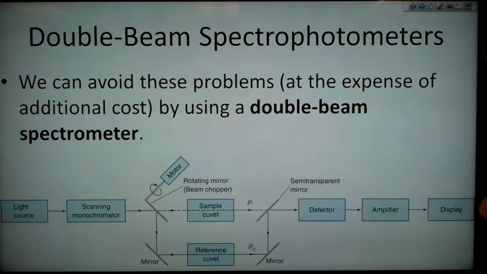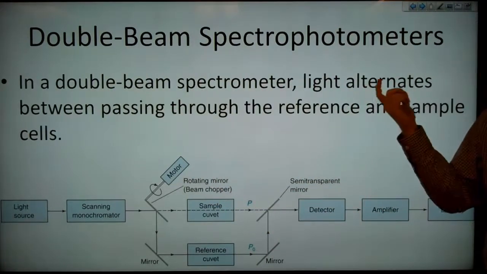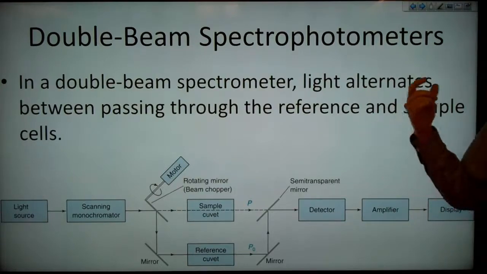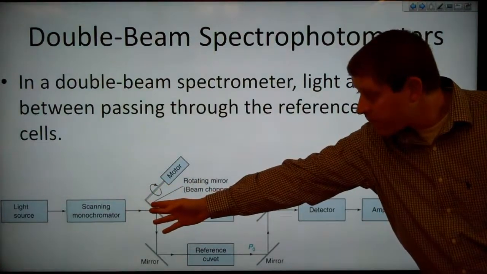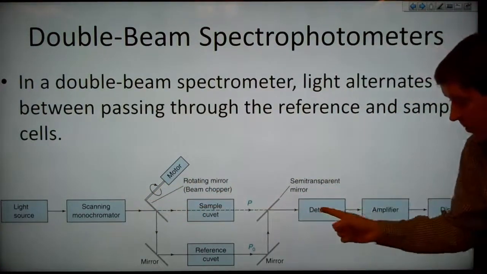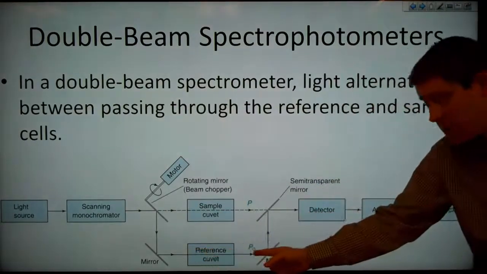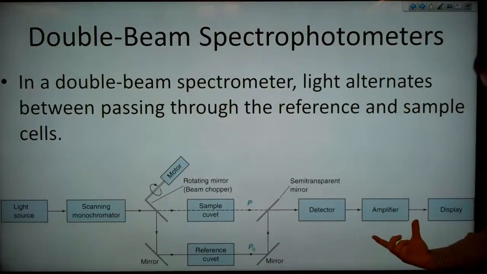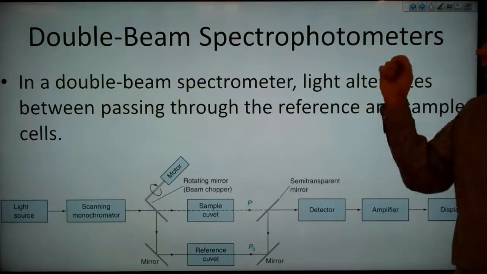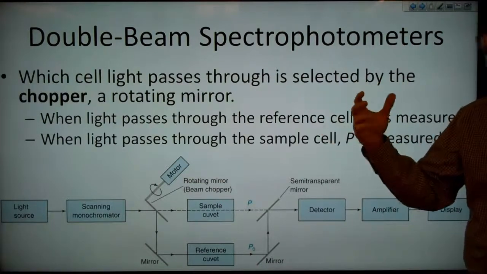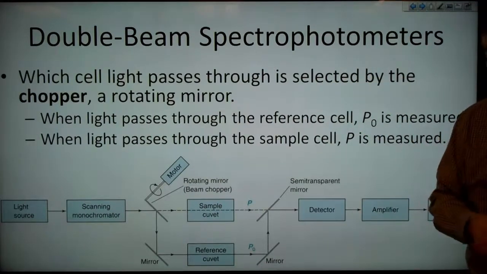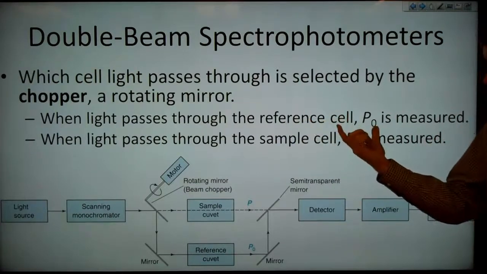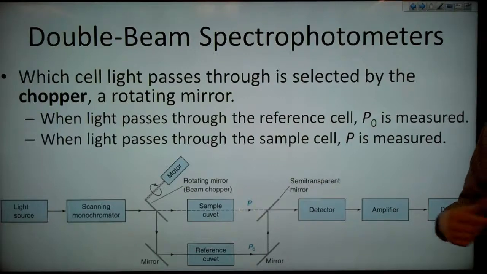outlined down here. Now, in a double beam spectrometer, light alternates between passing through the reference cell and the sample cell. So we've got our light coming from our light source, it goes through our monochromator, and now we have light sometimes going through our sample cuvette to our detector, and sometimes going through the reference cuvette to our detector. Then there's probably some amplifier and some display. So which cell, the reference or the sample, our light is passing through is selected by a chopper, or a rotating mirror. Now when light passes through the reference cell, then P0 is measured. But when light passes through the sample cell, then P is measured.